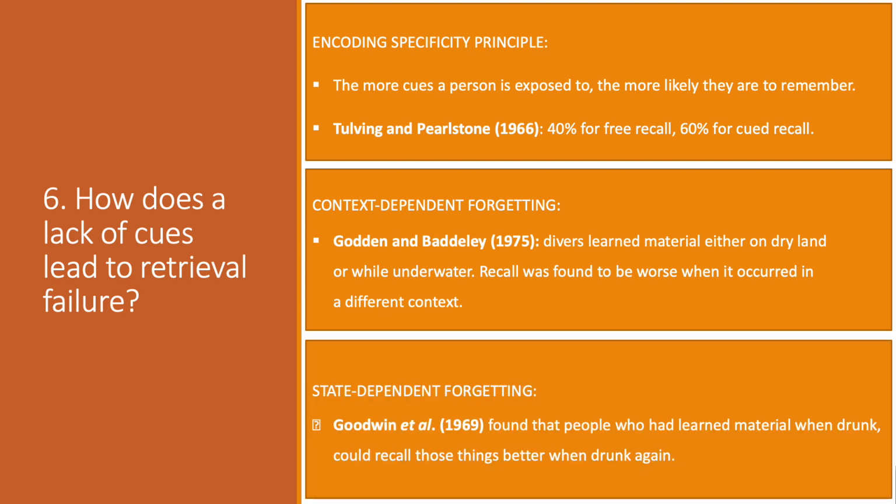And then we spoke about how it's not only the environment that can make us retrieve information more easily, it can also be our emotional or mental state at the time. And Goodwin found that people who had learned material when drunk recalled those things better when drunk again.